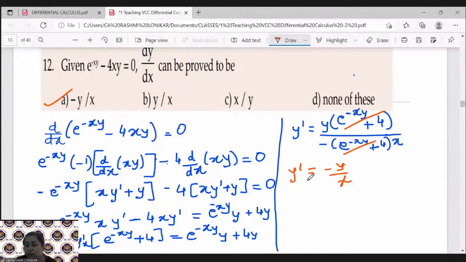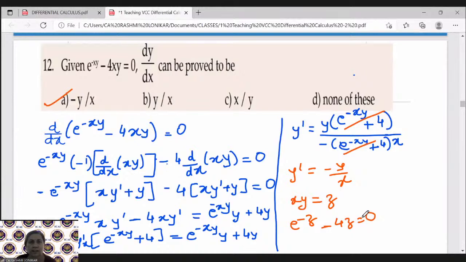Okay. Alternatively, you can put xy to be equal to z and then you can find the derivative of e raised to minus z minus 4z is equal to 0. You will get the same answer. Before I ran into technical problems, I was trying to show you both the methods. So Bhumika, I hope the answer is clear.